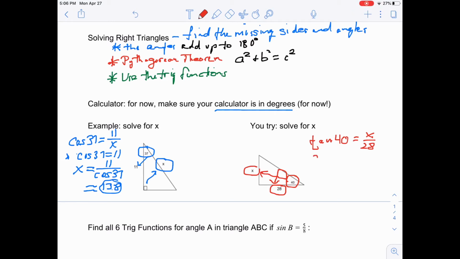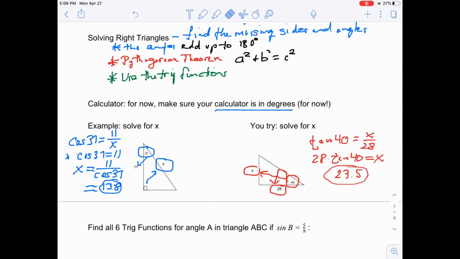Multiply by 28 on both sides, so x equals 28 times tangent of 40. And that's what your x will equal. When we do that on our calculator, we get x approximately equal to 23.5 for our answer. So that's how you use solving triangles to get missing information and solve for it.